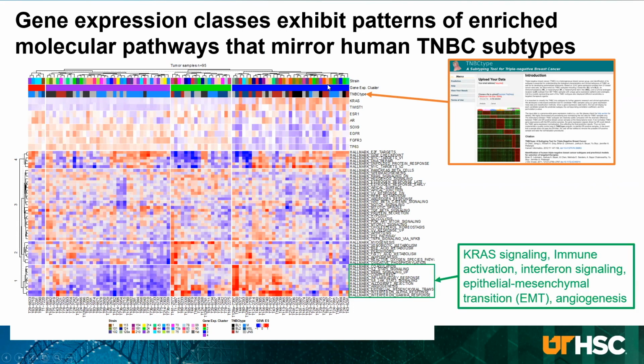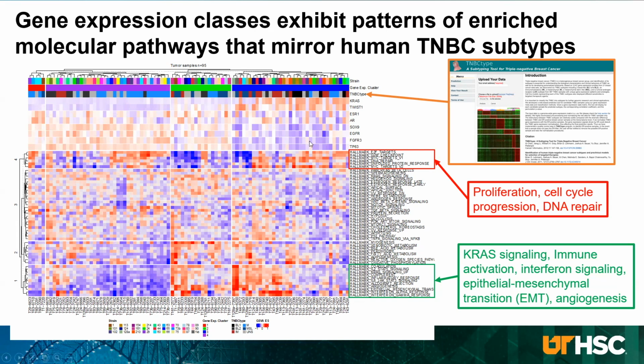So this first class that I've been talking a lot about with the high KRAS expression is definitely enriched for pathways related to KRAS signaling, as well as immune activation, interferon signaling, and other aggressive tumor characteristics such as epithelial mesenchymal transition and angiogenesis. You can see that this green class also shares some of the phenotypic features of this blue class. However, it lacks the elevated expression of KRAS. So there may be something else driving these tumors in a similar fashion.